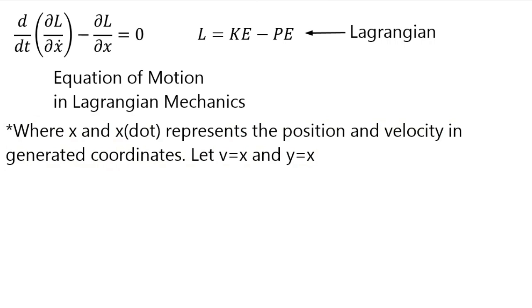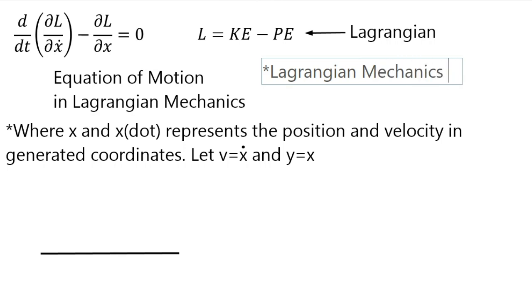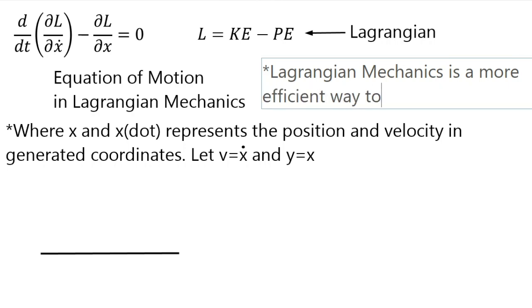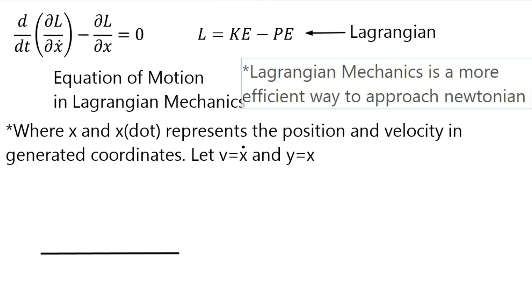Okay, so here we have x and x dot. x represents the position, and x dot is going to be the representation for velocity. So we use generalized coordinates. I don't know exactly what they call it. So we're going to let v equal x dot, and y is going to be x.